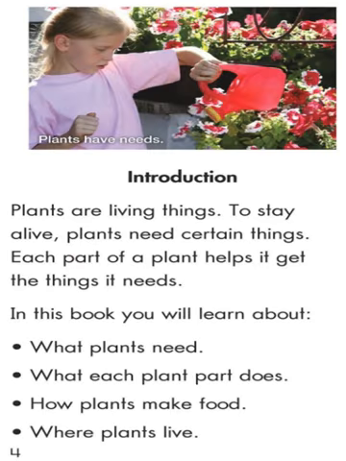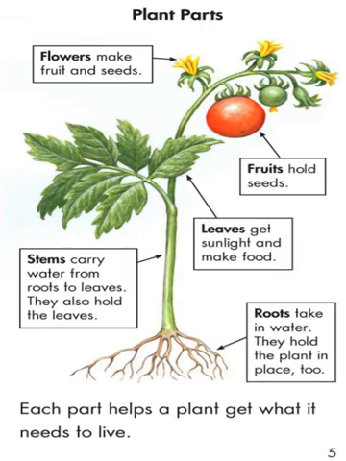Plants are living things. To stay alive, plants need certain things. Each part of a plant helps it get the things it needs. In this book, you will learn about what plants need, what each plant part does, how plants make food, and where plants live. And we've already talked about the parts of the plants. If you want to read back over this, you can do that on your own. We will now go to page 6.